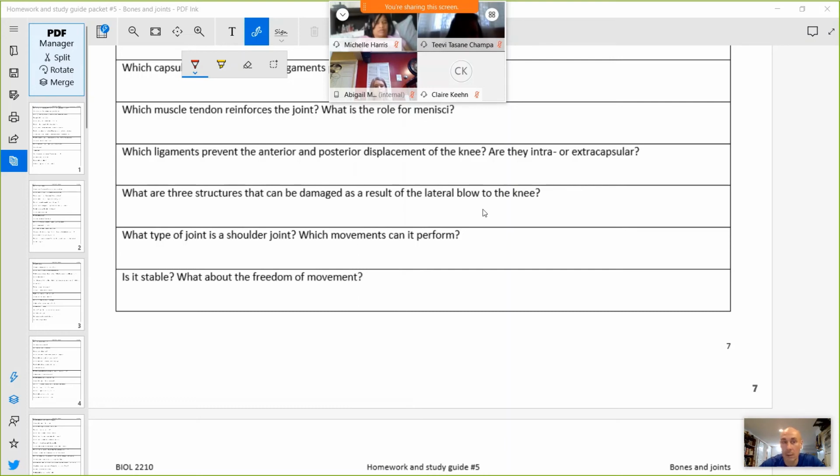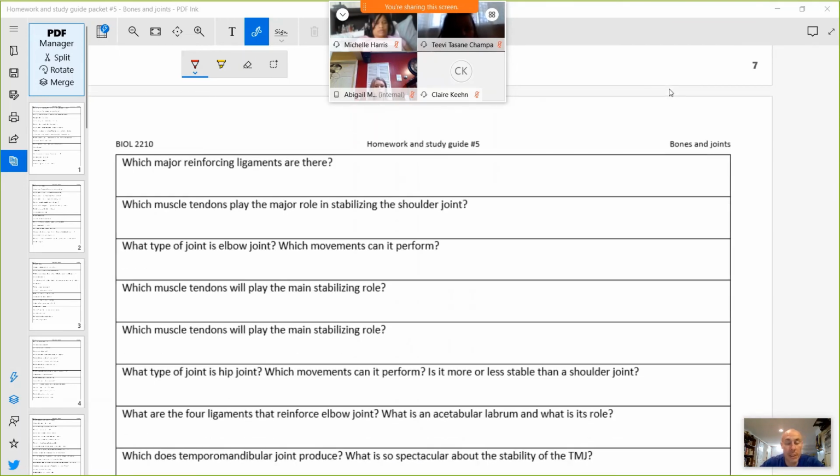Shoulder joint, ball and socket, movements: a bit of rotation, flexion, extension, abduction, adduction, circumduction. It is not stable, second most easily dislocated, most freely moving joint in the human body. Major reinforcing ligaments, you need to know 2: coracohumeral and glenohumeral ligaments. There are not many of them, which means it's not too stable. And muscle tendons, rotator cuff muscles, mostly stabilize the joint. Rotator cuff muscles are relatively weak, so the joint is not stable.